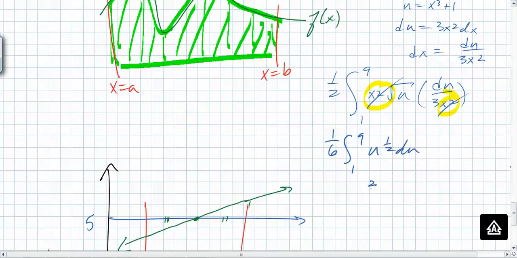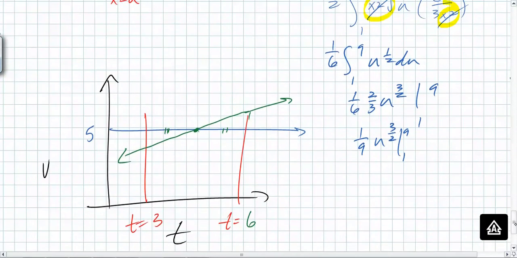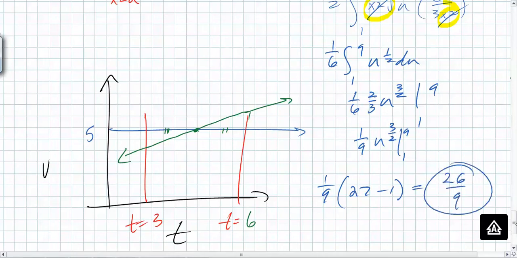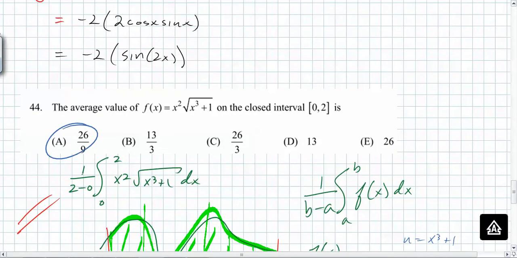So you end up with 2/3 u to the 3/2 with a 1/6 right here from 1 to 9. Simplify a little bit first. You end up with 1/9 u to the 3/2 from 1 to 9. Is that right? 1/9? Yeah, I think so. So you end up with 1/9 times 27 minus 1. So you end up with 26 over 9. Is that one of the answers? It is.